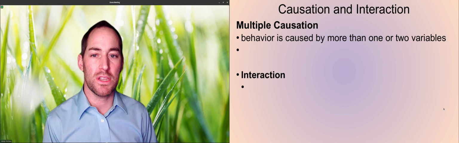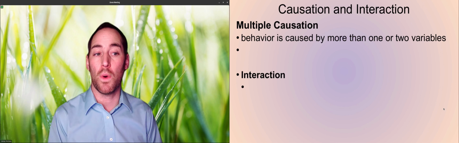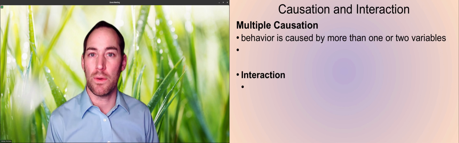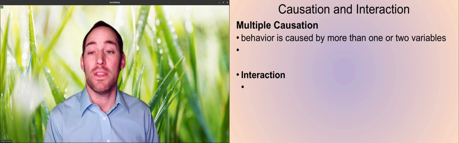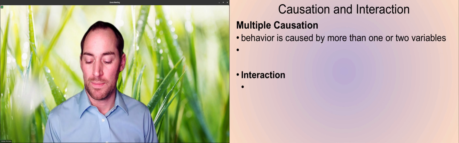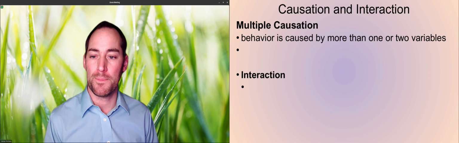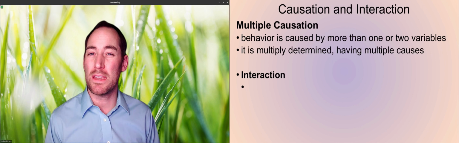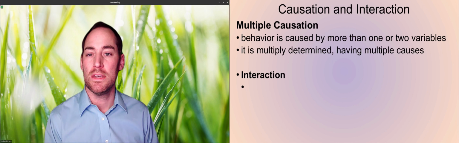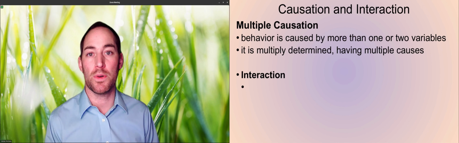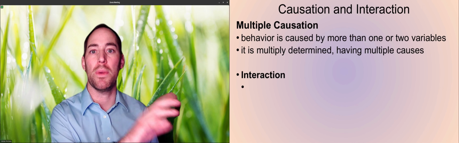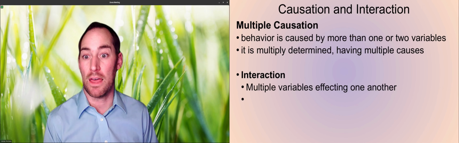Multiple causation is when a behavior is caused by more than one or two variables. So you might have even three, so multiple causes. So think about things in the world. There generally are multiple causes to a variety of behaviors. Also, you might hear this as it's multiply determined, it has multiple causes. So that's what we're talking about with multiple causation. There's multiple things that are causing this one thing to happen. So this is the outcome, but it's caused by one, two, three things together.